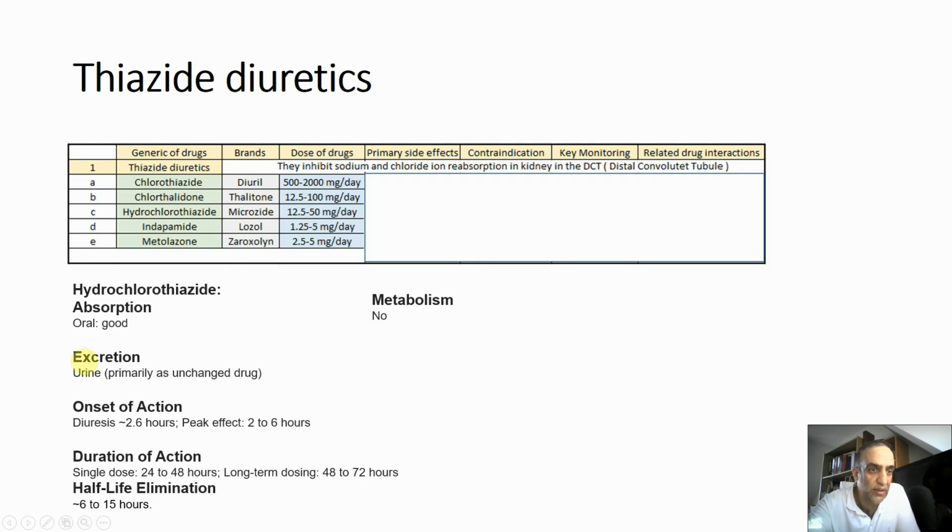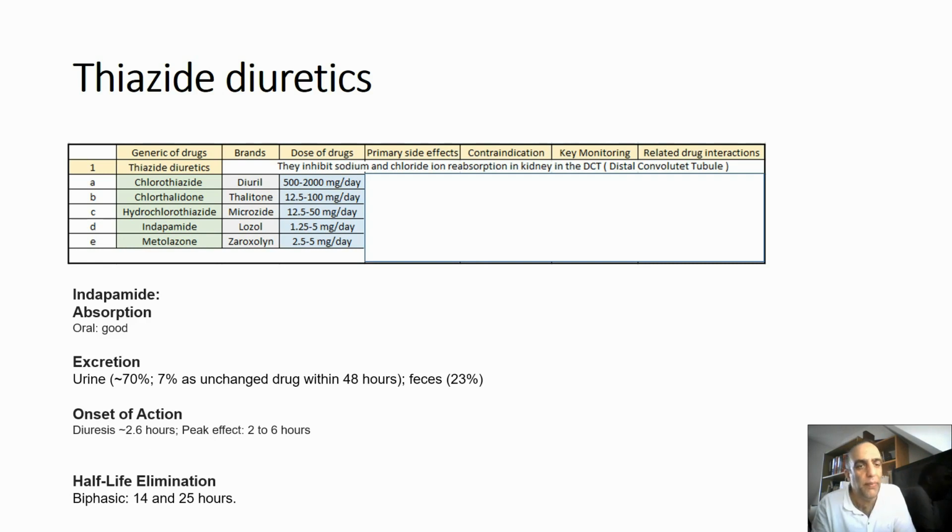As I mentioned, it is structurally a bit closer to chlorothiazide, but absorption is so much better, and protein binding is around 40 to 68%. Because they can bind to protein, the elimination needs more time, and the half-life elimination will be higher.